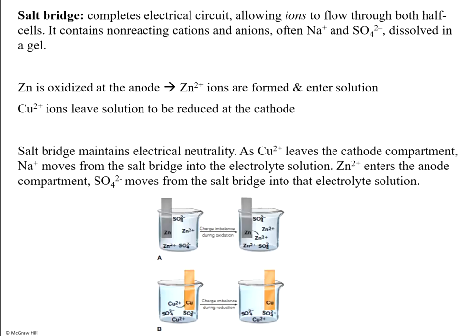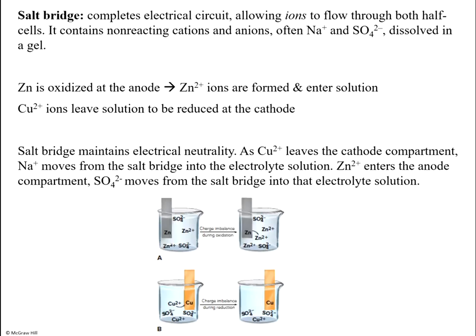Now, the last thing we're going to look at is this salt bridge. That is the thing that completes the electric circuit. This works by allowing ions to flow through both half cells to keep overall charge neutral on each half cell. It contains non-reactive cations and anions, and very often this is sodium sulfate that's dissolved in a gel.